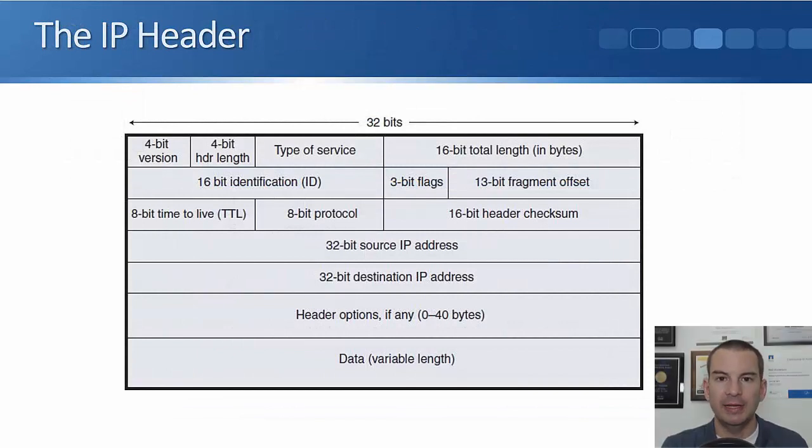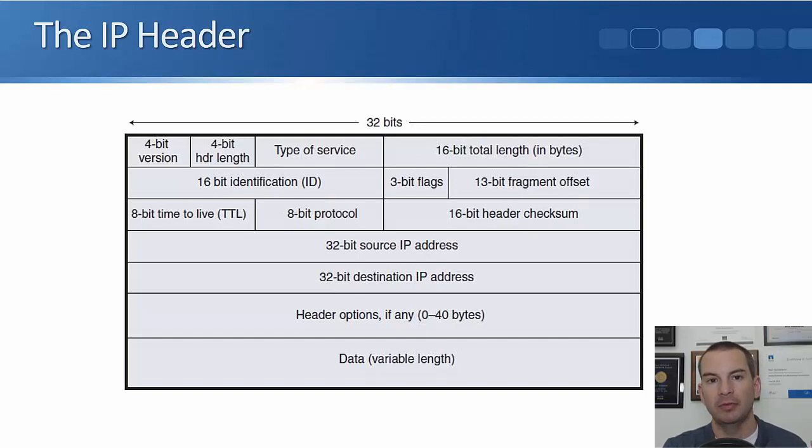Okay, last slide in this lecture, we're going to take a look at the IP header. So the top row that you see there, first part is a 4-bit version. It's either going to be IP version 4 or IP version 6. That's referenced in that field. We then have the 4-bit header length, the length of the IP header. It can be a different length because the header options that you see further down can be variable length.